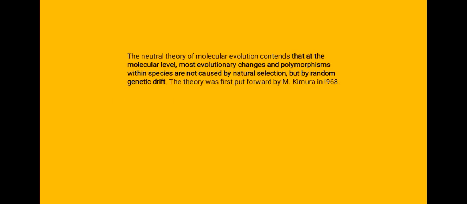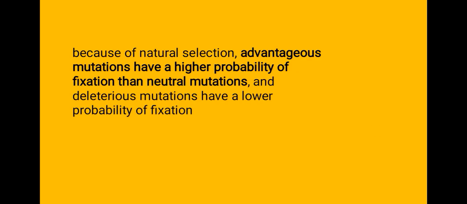Then the neutral theory of molecular evolution. The neutral theory of molecular evolution intends that at the molecular level, most evolutionary changes and polymorphisms within species are not caused by natural selection, but by random genetic drift. The theory was first put forward by Kimura in 1968. Because of natural selection, advantageous mutations have a higher probability of fixation than neutral mutations, and deleterious mutations have a lower probability of fixation.